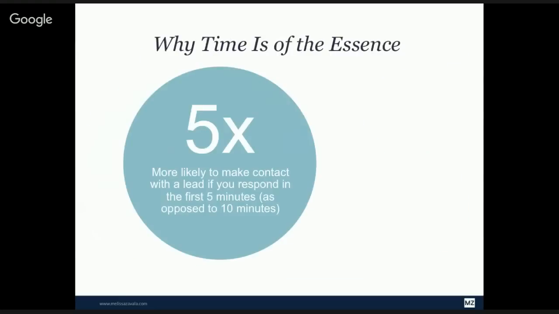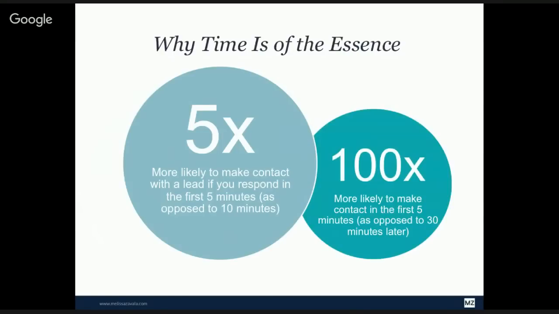But here's some interesting stuff about why time is of the essence. You're 5 times more likely to make contact with the lead if you respond in the first 5 minutes. That's why it's really, really hard when you get that lead on your phone and you're with a client, because you are 5 times more likely to make contact with a lead if you respond in the first 5 minutes as opposed to 10 minutes. But this is really crazy. You are 100 times more likely to make contact in the first 5 minutes as opposed to 30 minutes later.